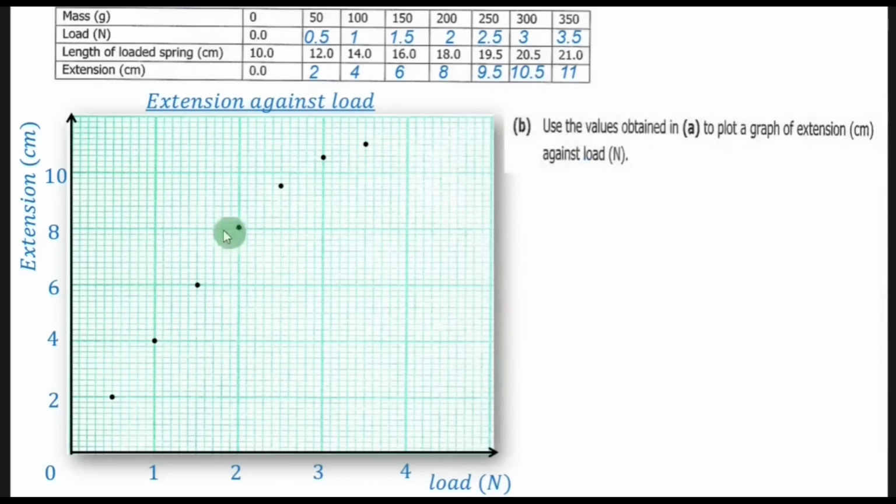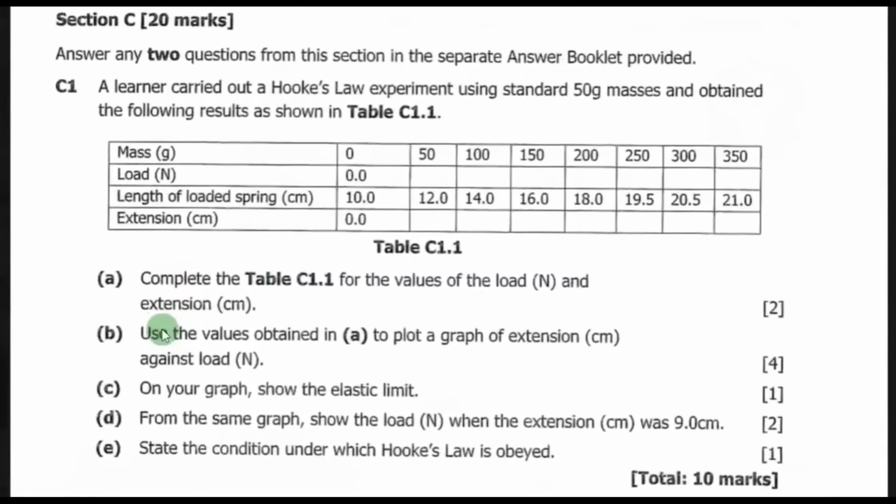Okay, so now we will draw a line like that. You've seen, you draw a line joining these points. So the line must join these points like that. They are not even going smooth. What is going on? Like that. Good.